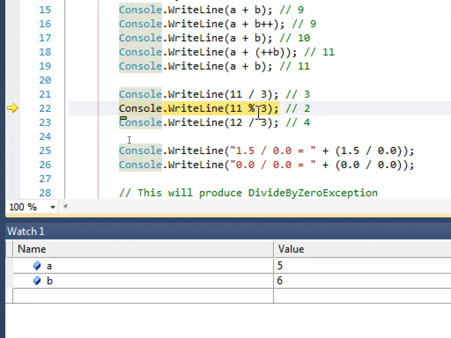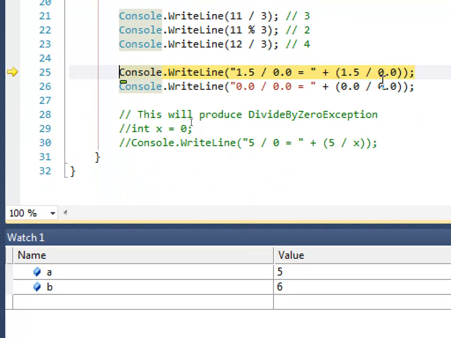Here we are getting the remainder of dividing by 3. That means 3 times 3 is 9, and the remainder is 2. And that's what we're getting here. Here again we have a division of two integers, but these numbers divide with a clean division. There is no leftovers. So at the end of this line we'll get 4. Two more examples of division.